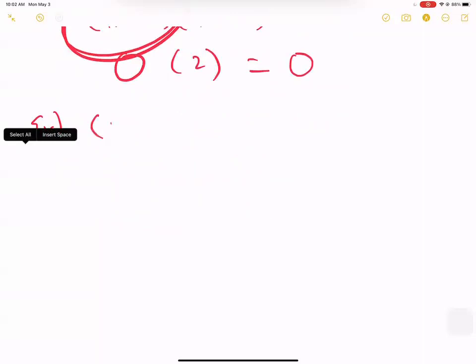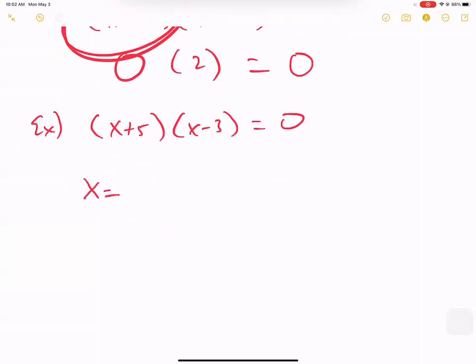I'm going to give you the factored version: x plus 5, x minus 3. What numbers would make this whole problem, these two parts, go to 0? They're two separate answers. Can you figure out what they would be? What are the two possibilities to make this problem go to 0? And just to say, if I multiply this out, this would be x squared plus 2x minus 15. This is what the original problem would have looked like.